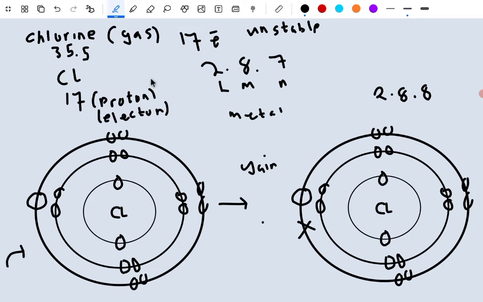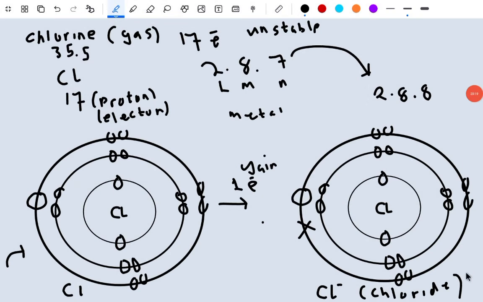So it has moved from this configuration structure to this, and this one now it is stable. So this one is called chlorine atom, but once it gains this, it's now called chlorine ion, which is also called the chloride. So chlorine ion is called chloride. All right, so it has gained the electron.